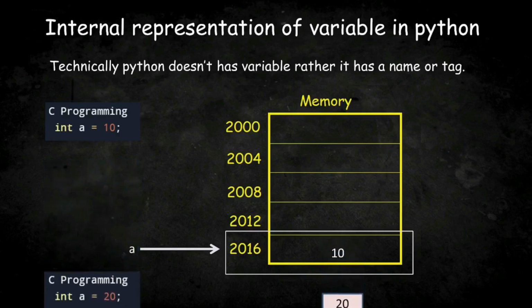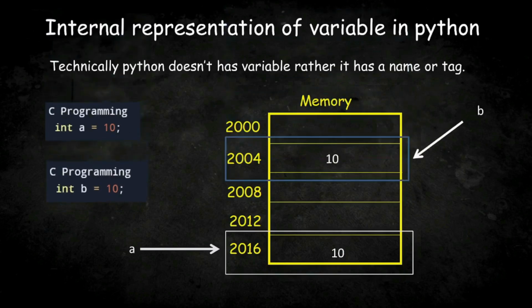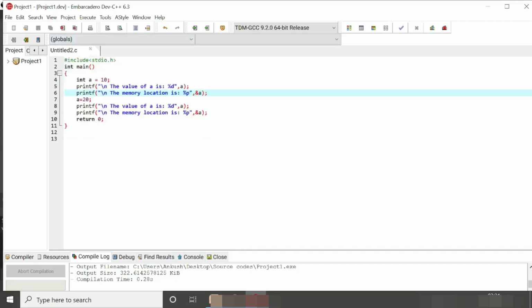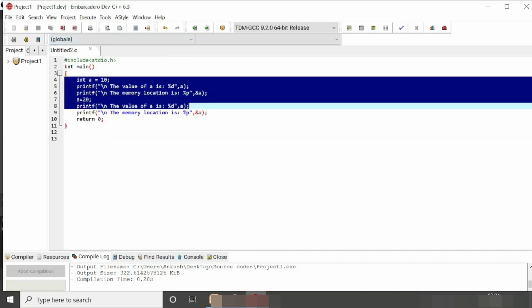But if you try to declare a new variable with the same value, that is b is equal to 10, then again a new memory location will be reserved for that, and 10 will be stored in that location, and also b will be mapped with that memory location. Now let me demonstrate it practically. So this is a C program. For now, just ignore this part and just focus on these lines.